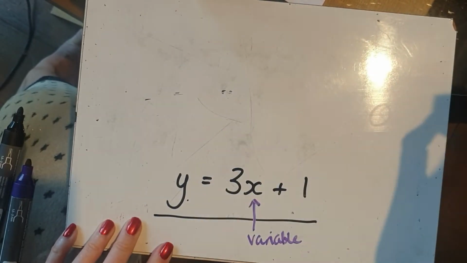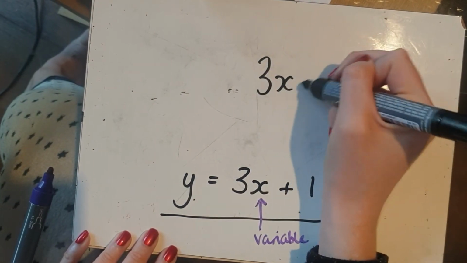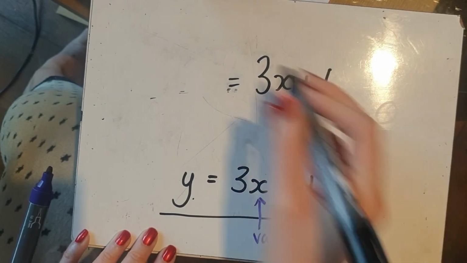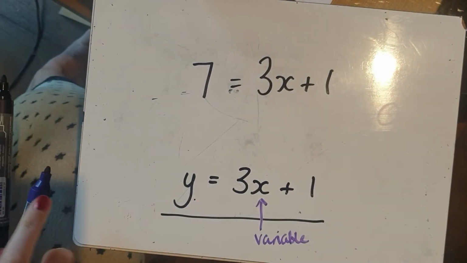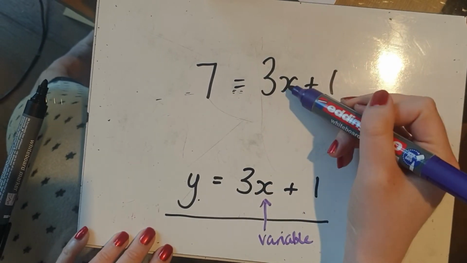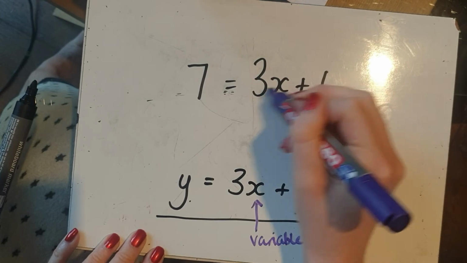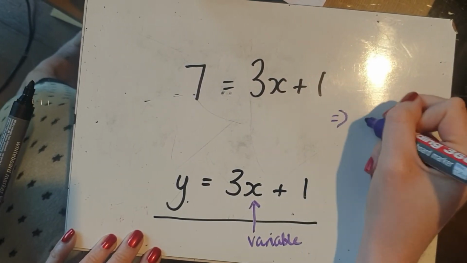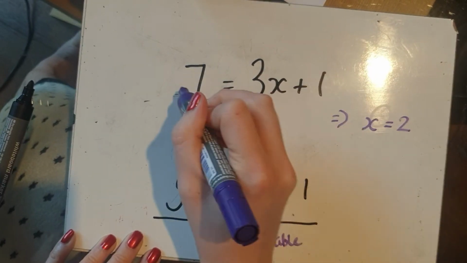However, if I had the same expression on the right-hand side, but the equation looked like this, x is not a variable anymore. We can't vary x. There is only one value of x that this works for, and that value is 2. So in this case, this is an equation.